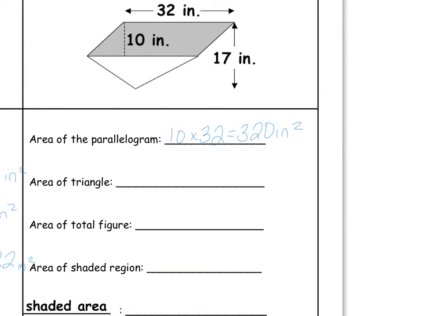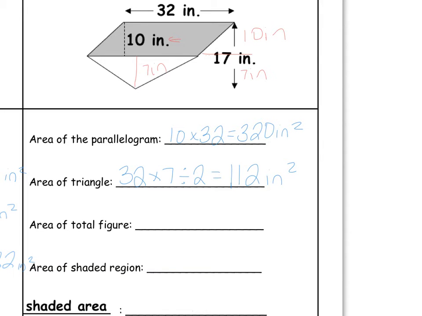For the triangle, we are told that from top to bottom, it's 17, but we know that this part is 10 inches because of what's written inside the height of this parallelogram. That means that the top part is 10 inches, the bottom part has to be 7 inches, indicating that the height of the triangle is 7 inches. So to get the area of the triangle, we do the base of the triangle, which is 32, times 7, divided by 2, or multiplied by a half, and that gives us 112 inches squared.